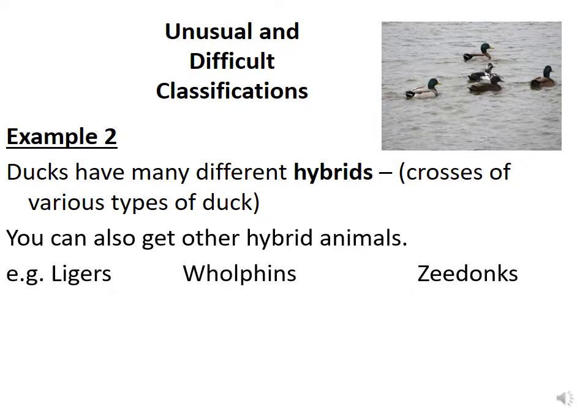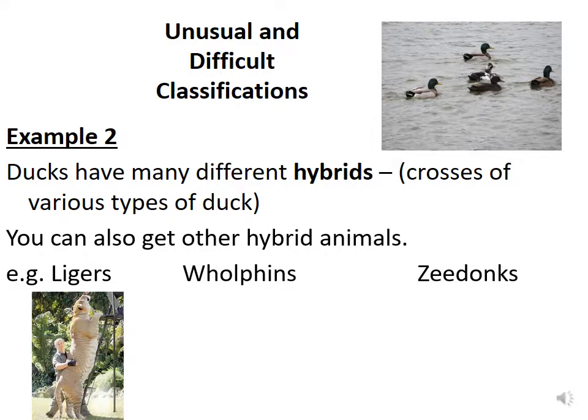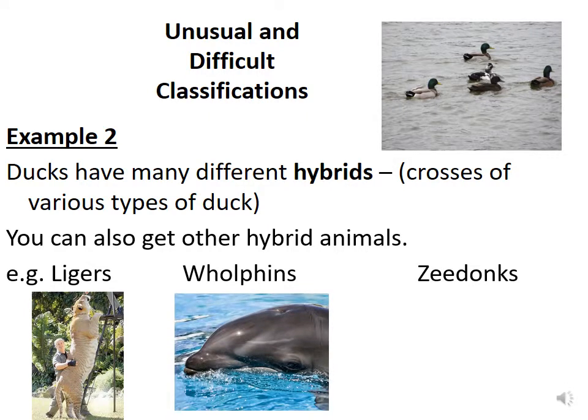Ligers, wolfins, and zedonks are examples of hybrids. Ligers are lions and tigers crossed together. Wolfins are whales and dolphins, and zedonks are zebras and donkeys.